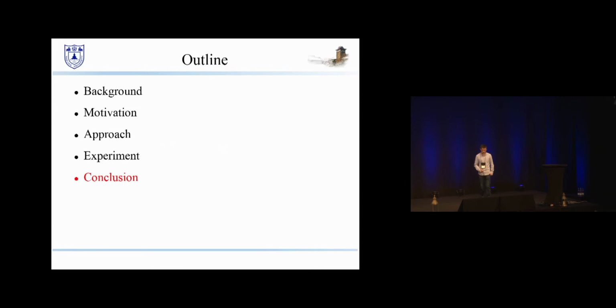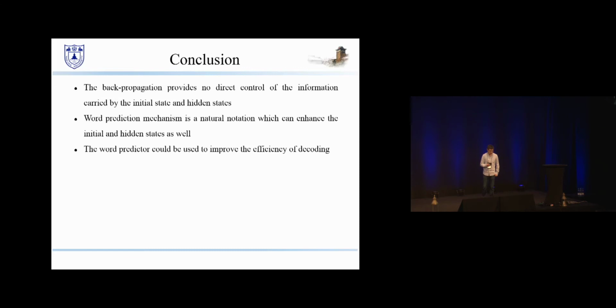Here is the conclusion. The back propagation provides no direct control of the information carried by the initial state and hidden state. Word prediction uses a natural annotation which brings direct supervision. It serves to enhance both the initial state and the hidden states of the decoder. Additionally, with the word prediction mechanism, a smaller vocabulary size can be produced during the decoding, which improves the decoding efficiency.